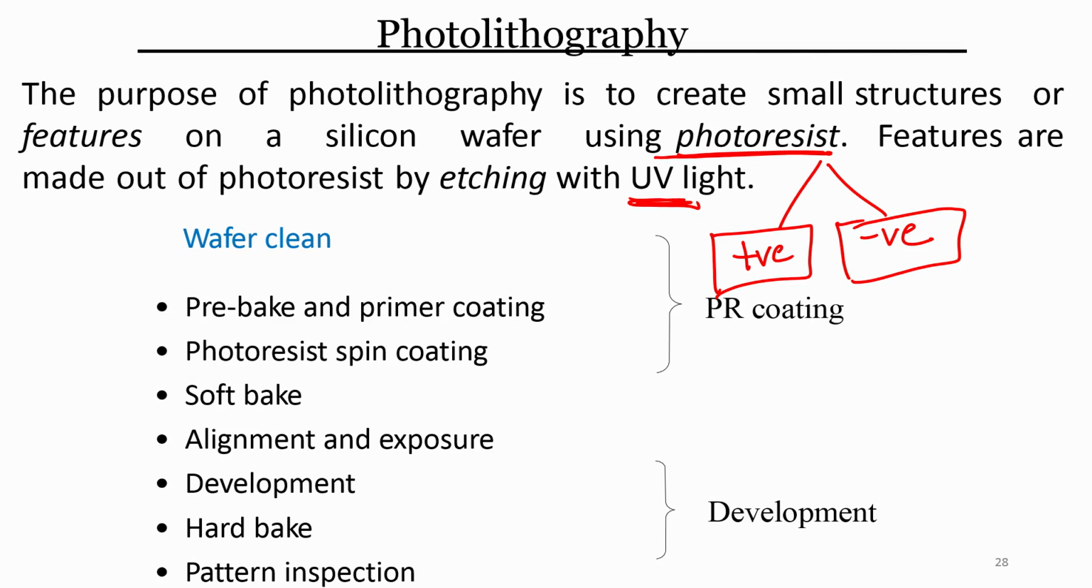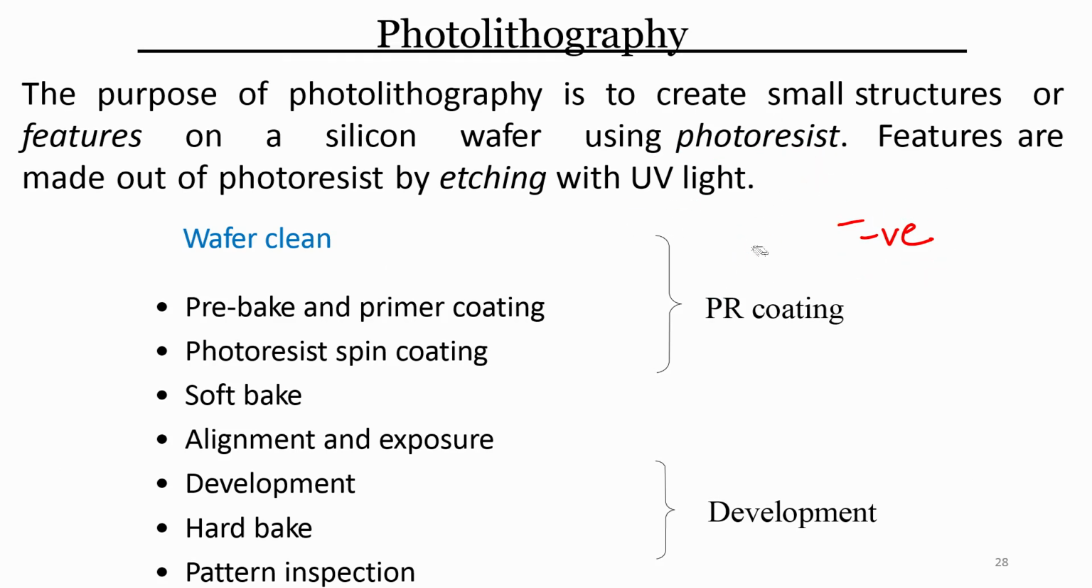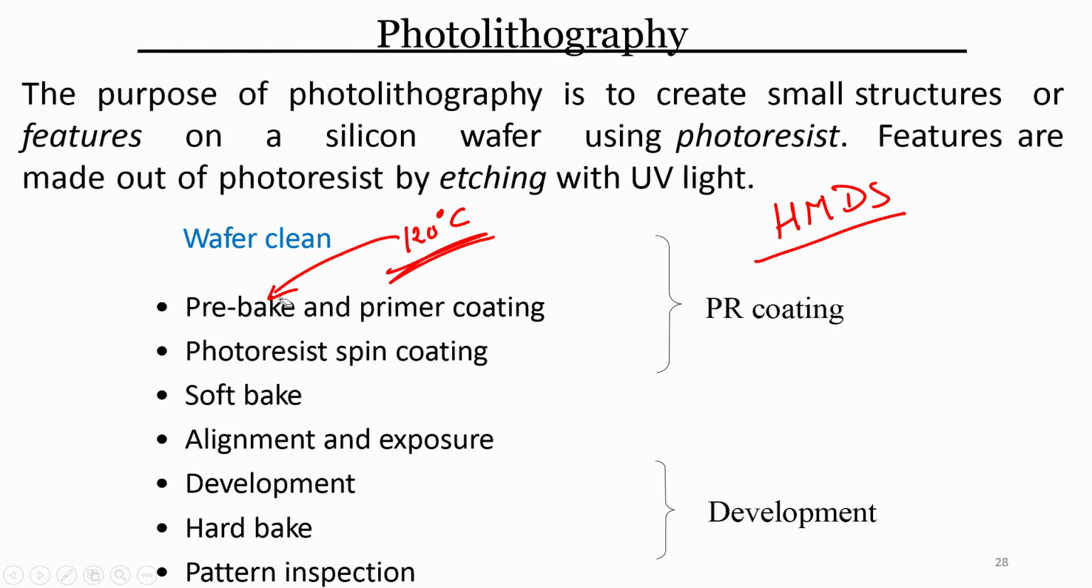So, what is the procedure? The procedure is you have to start with cleaning of your substrate. If it is a silicon wafer, you have to clean the wafer, and then you have to pre-bake and do primer coating. Your primer is HMDS. First is pre-bake. Pre-bake is done at 120 degree centigrade on a hot plate. Pre-bake will help to remove any moisture from the wafer, from the substrate. Then primer coating, we coat with HMDS, followed by photoresist spin coating.